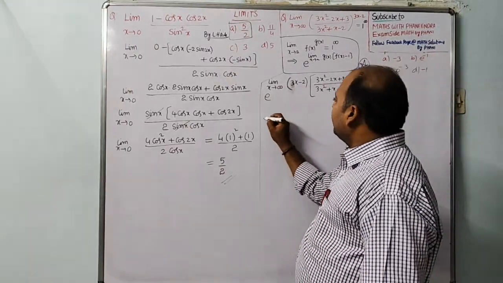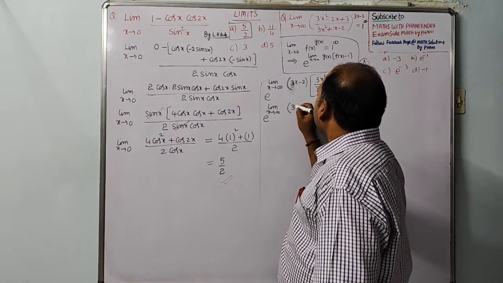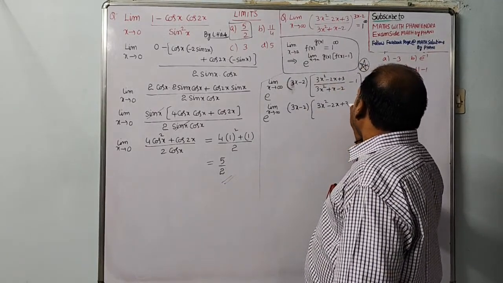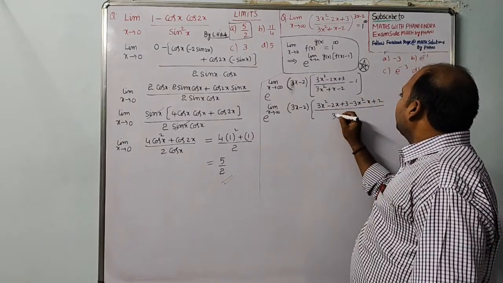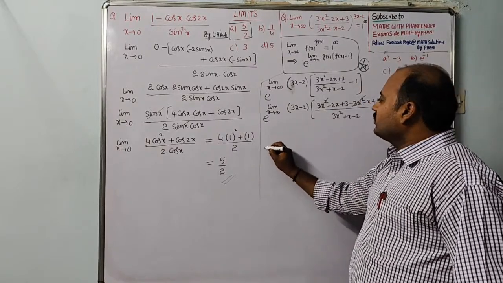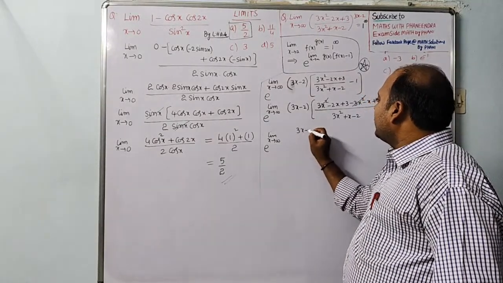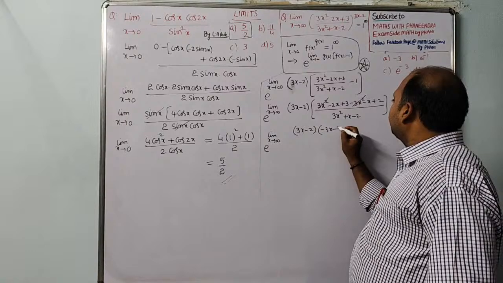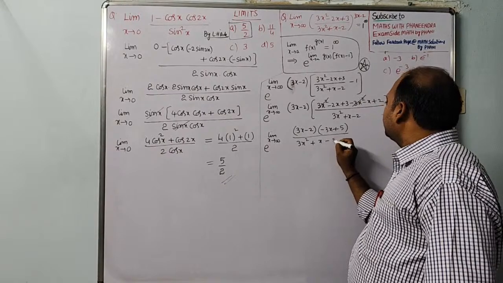Okay. Now simplification. E power limit x tends to infinity, (3x minus 2) into (3x square minus 2x plus 3 minus 3x square minus x plus 2) whole divided by (3x square plus x minus 2). So e power limit x tends to infinity, (3x minus 2) into (minus 3x plus 5) divided by (3x square plus x minus 2).